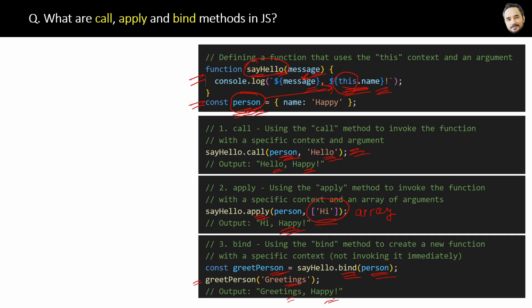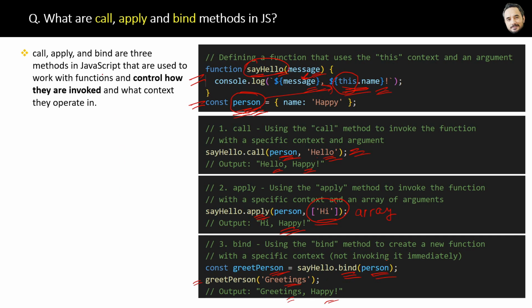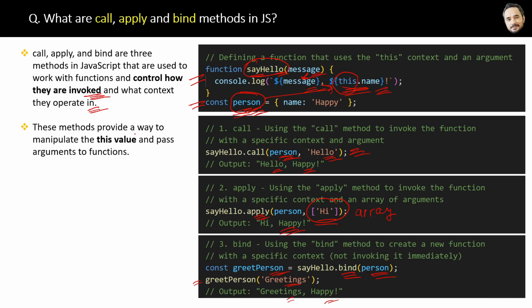Finally, the conclusion is call, apply, and bind are three methods in JavaScript that are used to work with functions and control how they are invoked and what context they operate in. So maybe this definition is slightly difficult to remember, so we have a simpler definition also: these methods provide a way to manipulate the this value. So this is the context, right? Manipulating this is the job of these three methods, and to pass the arguments to the functions.